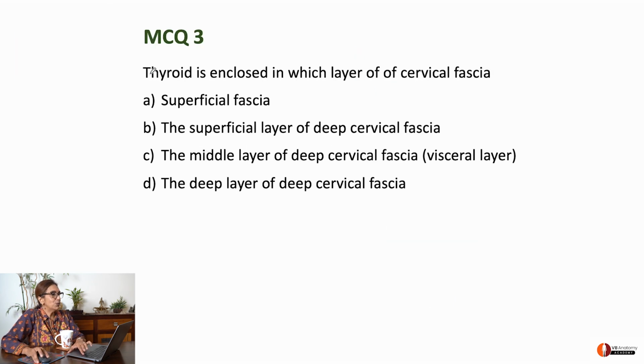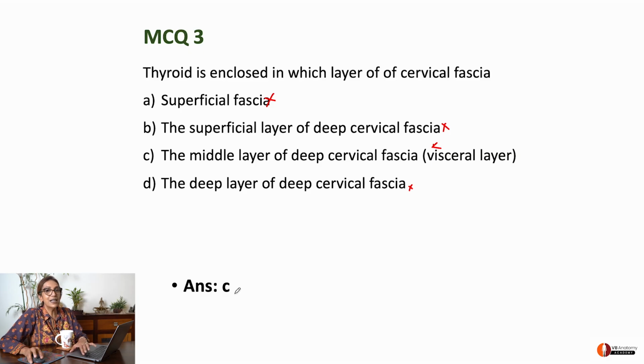Right. MCQ 3. Thyroid is enclosed in which layer of cervical fascia? Superficial fascia? No. Superficial layer of deep cervical fascia, investing layer? No. Middle layer of deep cervical fascia, actually we never use the term middle layer of deep cervical fascia, but sometimes they may use it, in which case I think this is a possibility. Okay. And deep layer of deep cervical fascia, if we call it the prevertebral layer, then this is also wrong. According to me, C is the answer.